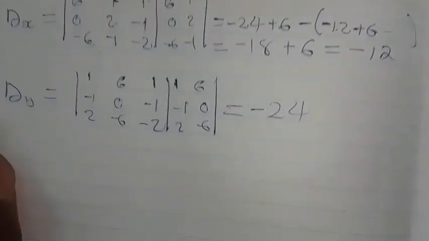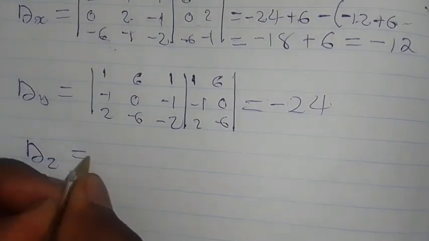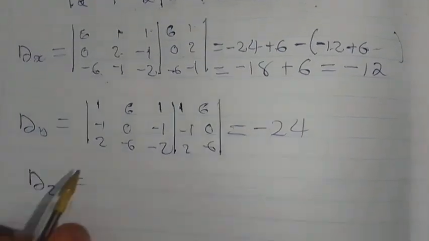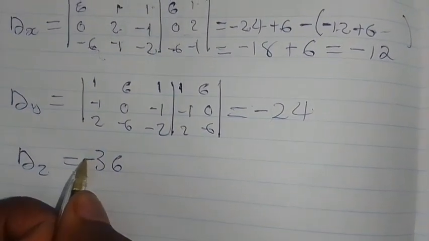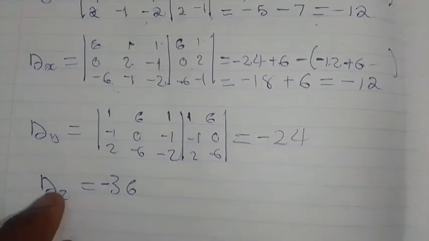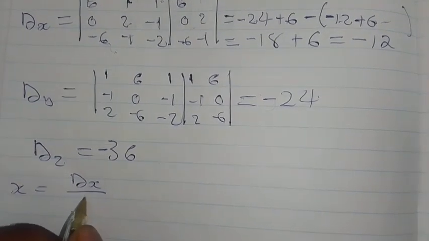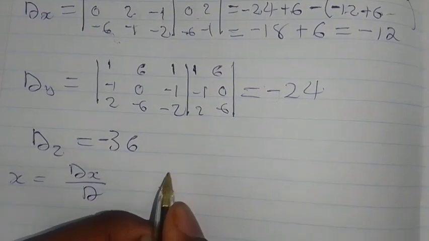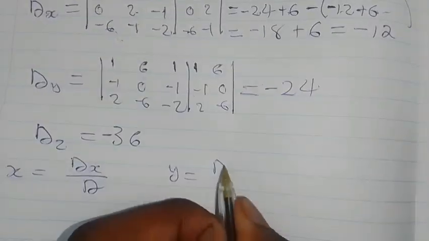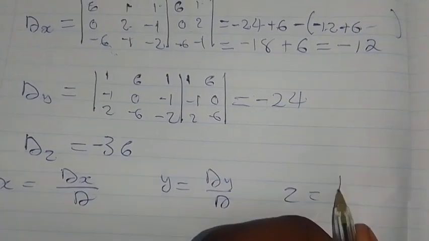Also use this rule to find the determinant of z. Technically, if you just watch it and not practice this, that is really not helpful. This one you'll get minus 36. And then after you get that determinant excluding the z coefficient, then you're done. So x will be equal to the determinant excluding x over the determinant excluding the constant. Y will be equal to dy over d, and then z is equal to dz over d.